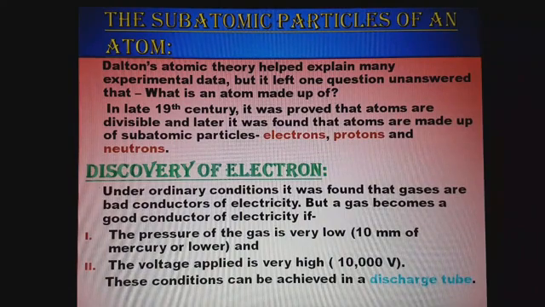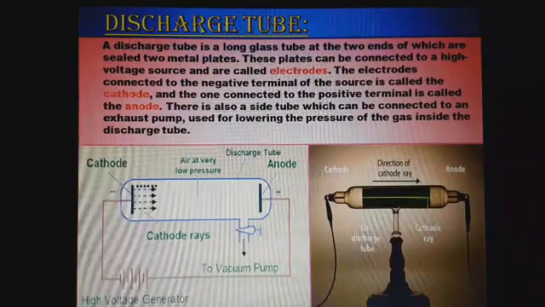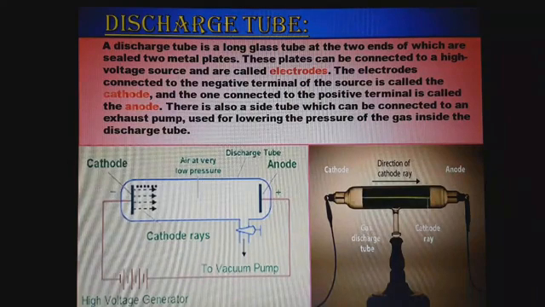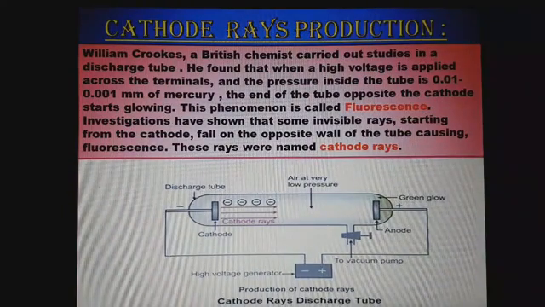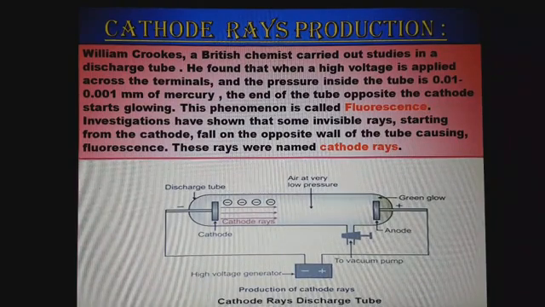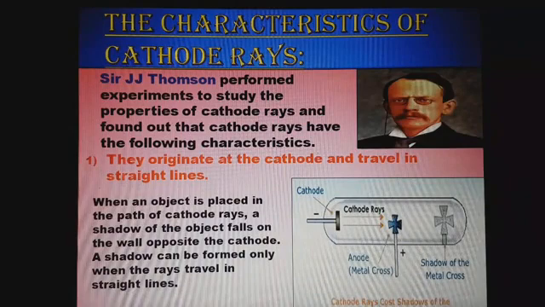It took place in the discharge tube, and then we saw the construction of the discharge tube and how the necessary conditions were achieved in it. And lastly we saw how cathode ray production took place in the discharge tube. All these things we saw in the last class. So in today's class we are going to see some of the characteristics of the cathode ray. Okay, so let's see that.